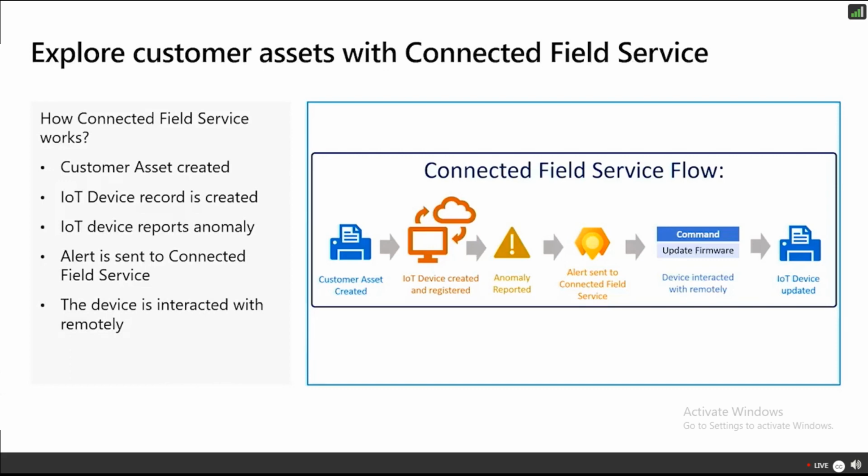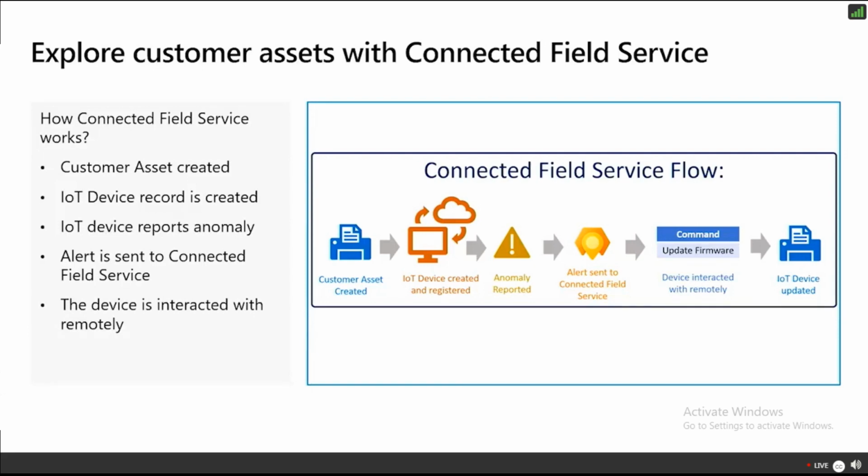But I actually want to show you how this works inside of the system. First, we're going to have to create an asset, and I'll show you how to do that. After that asset is created, the IoT device record is created and registered to that asset. That IoT device is constantly monitoring the asset, looking for things like anomalies, such as a temperature spike. If an anomaly is detected, an alert is automatically sent to Connected Field Service.